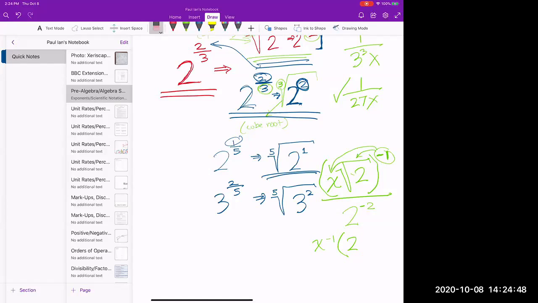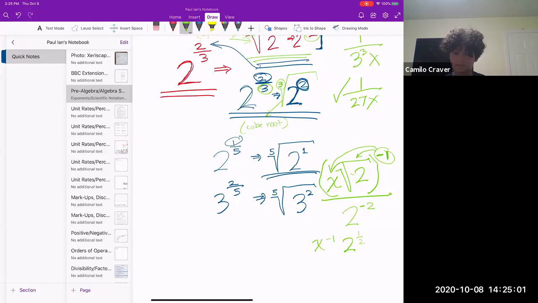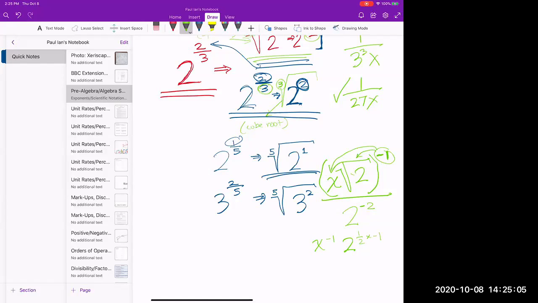Yeah. So every time you see something like this, you might want to write the square root in terms of a fractional exponent. So you do 2 to the 1/2 first, right? Yeah. And then you times it by -1, right? Yeah. Okay, now that's the top one.